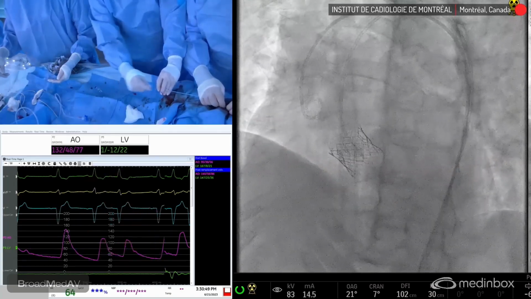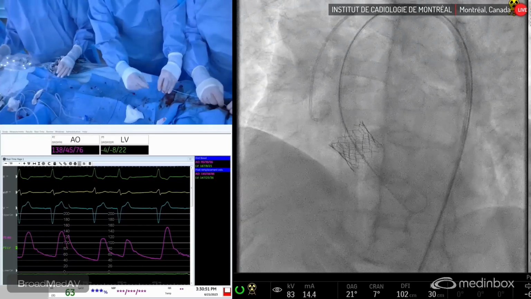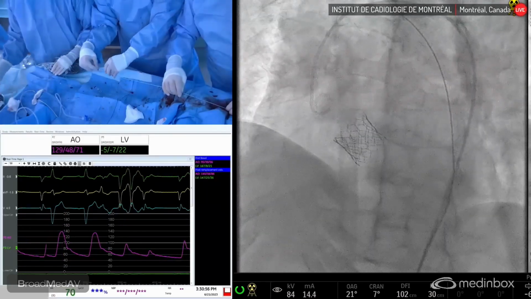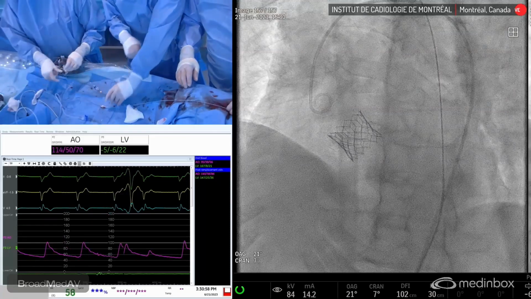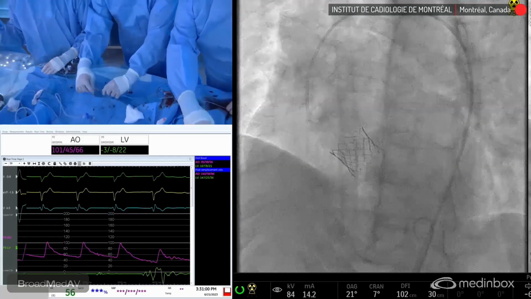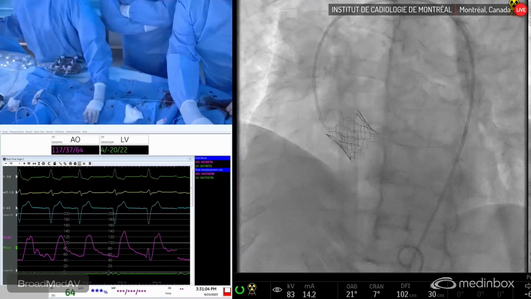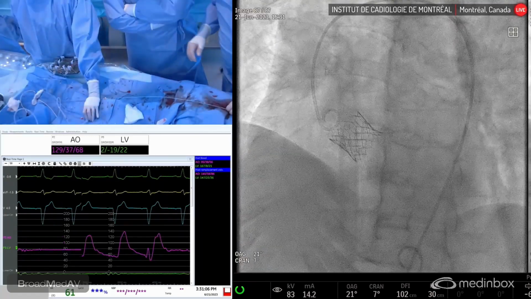Certainly the rapid pacing, and you saw that she had quite severe AI while we were positioning, and all of those things probably contribute to this elevated end diastolic pressure. But we're going to make sure we have nothing in the way of... Okay, you want to just hold it there? Okay, I'll do an angio cine, please.